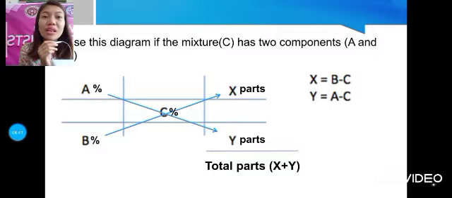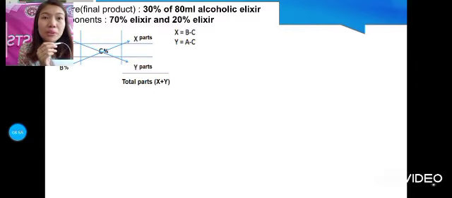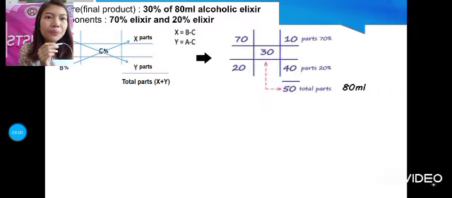Okay, since we have two components, we can use this diagram to calculate our alligation alternate. So of course, that is now our given, and then we will use this process. When we substitute this, it will become, okay, our first component, or A, is 70%. The strength of our second component, or B, is 20%. Then our mixture, which is C, is 30%.